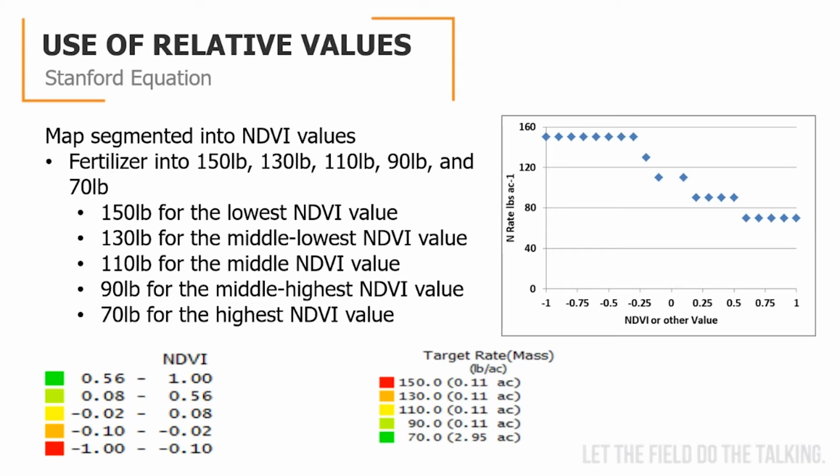Now, the N rate that was applied was not based on or calculated using the NDVI. They were assigned these relative values to the NDVI values based on what the agronomist said the crop was needing. And so are they really taking into account these components of the Stanford equation when they derive these N rates, or was this more of an arbitrarily assigned rate?